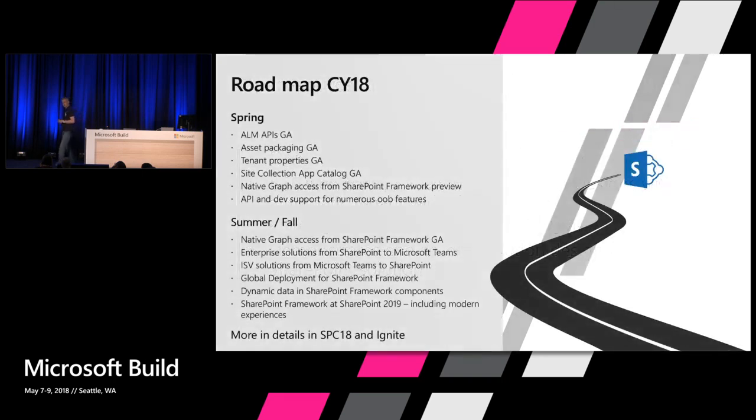Now, quickly, a few summary slides. So, the roadmap for calendar year 18. I can't see that far, it's too small, and I can't remember everything, so I don't lie to you, or the recording, or the streaming. During this spring, we've done GA for ALM APIs, asset packaging, tenant properties, and site collection app catalog. Those are all generally available in SharePoint Online. Native Graph access for SharePoint Framework went to preview in mid-February.